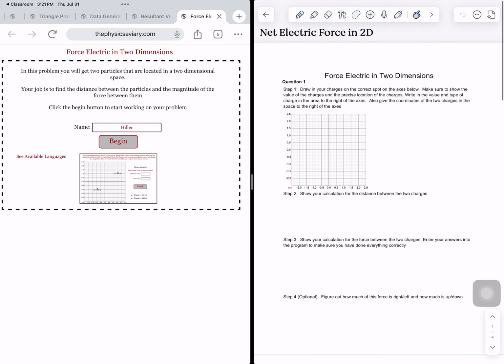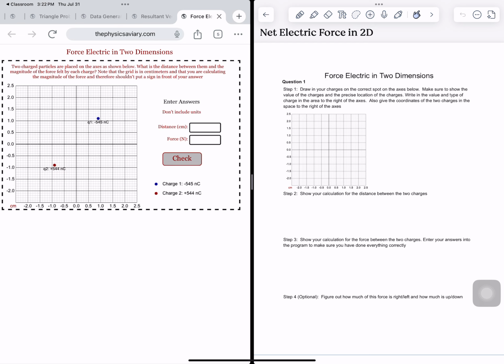Let's begin with force electric in 2 dimensions. First, please understand that I am providing you an example. When you put in your own name, you're going to be given different data than me. So please use my example here as a template for how to do your own.